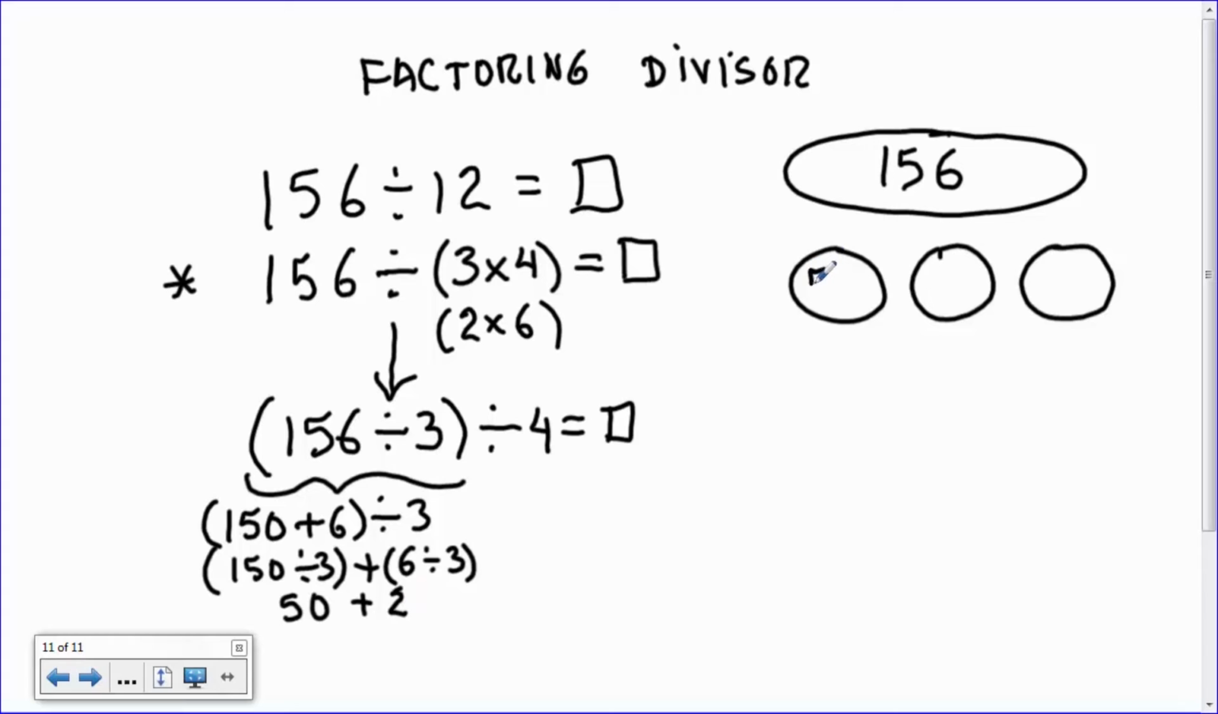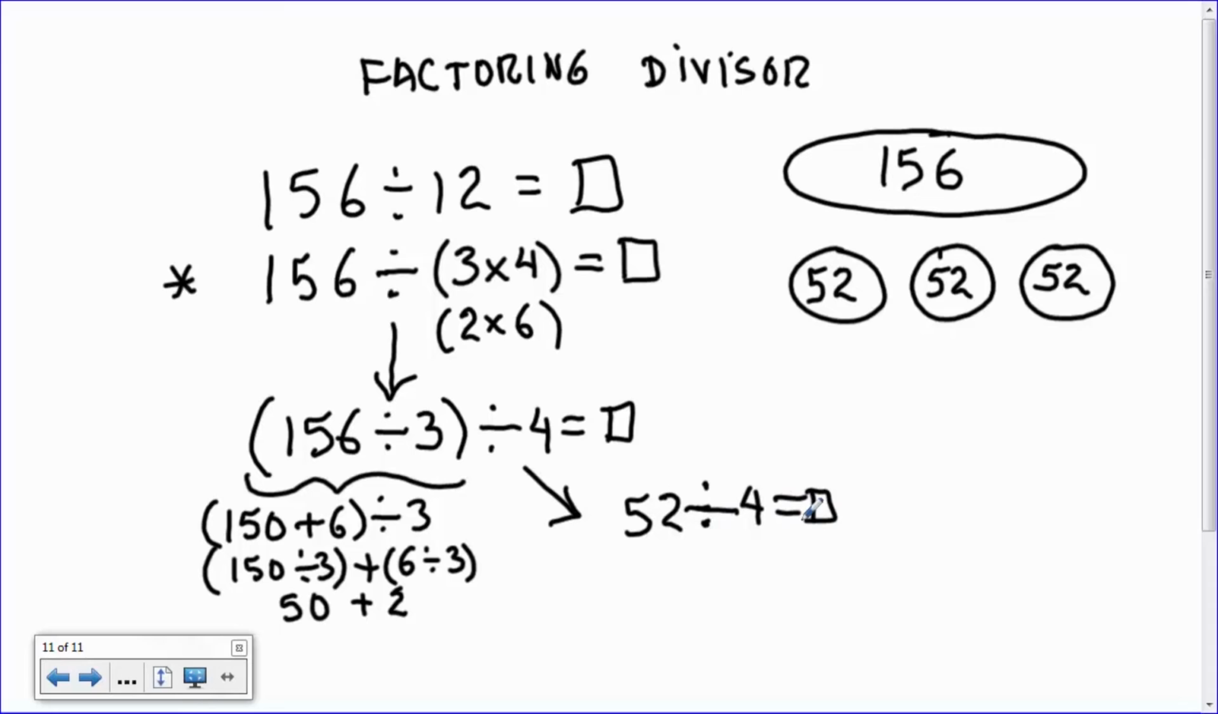So 52 goes here, 52 goes here, and 52 goes here. So the first quotient, 156 divided by 3, using dividend decomposition, gave me a quotient of 52. So each of these 3 sets now has 52. Now I've already completed this, so I'm down to the problem of 52, the answer to the first quotient, 156 divided by 3, and now my last step is to divide by 4.